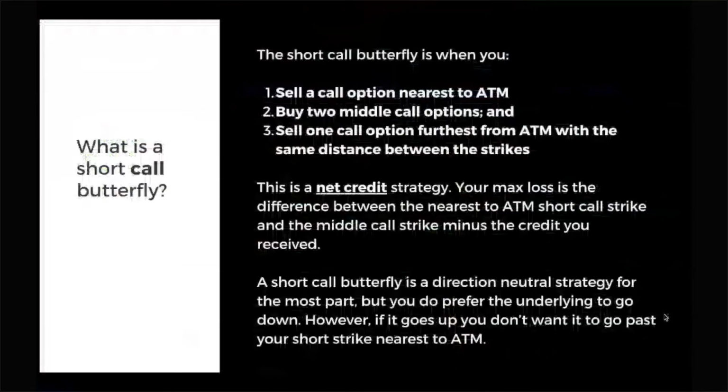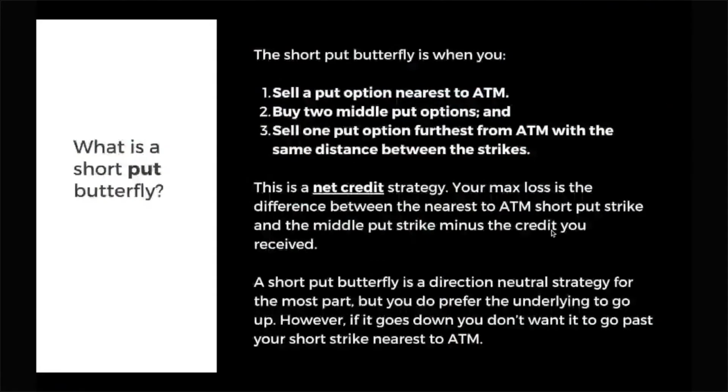So what is a short put butterfly? A short put butterfly is when you sell a put option nearest to at the money, and you buy 2 middle put options, and you sell 1 put option furthest from at the money with the same distance between the strikes. Once again, it's a net credit strategy, and your max loss is the difference between the nearest to at the money short put strike and the middle put strike minus the credit you receive.